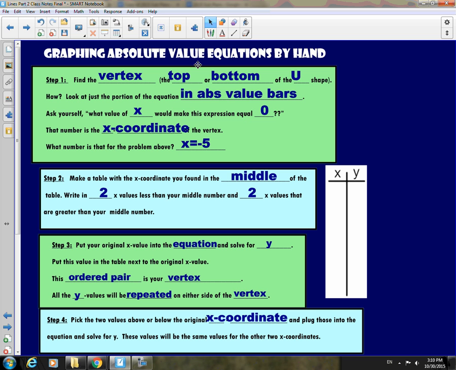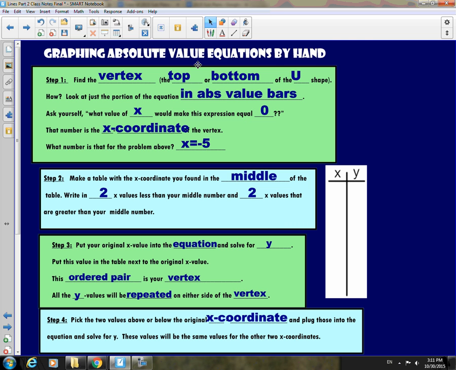So how are we going to do this? We're going to look inside our absolute value bars and ask what value of x would make this expression equal to 0. That number is the x coordinate of our vertex. And what number is that in the problem we are looking at? That number would be x equals -5.